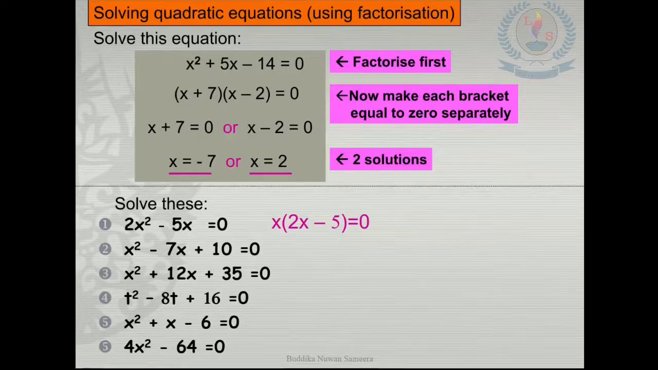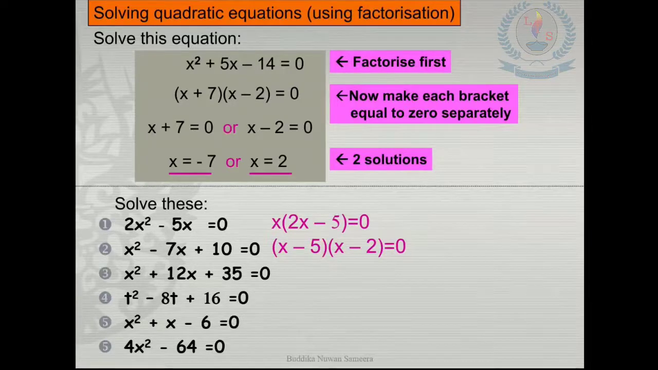equals 0. So then the second one, x square minus 7x plus 10. So when you factorize this expression from plus 10, you need to make minus 7. So minus 5 times minus 2 is plus 10, and when you add minus 5 and minus 2, minus 7 is coming. So the two factors are x minus 5 and x minus 2. So you can rearrange the equation, x minus 5 times x minus 2 equals 0.